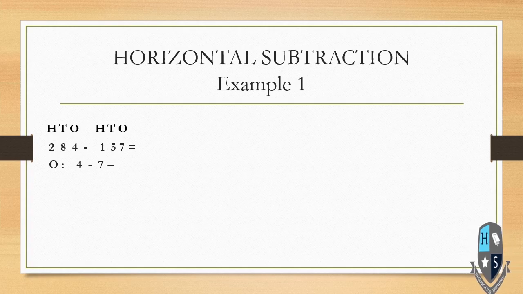In ones, we have 4 take away 7. Is it possible? No, it's not possible because 4 is smaller than 7. So we should go and borrow from tens. We borrow 1 from 8. It will remain 7. That one which we borrowed, we are going to put it in ones. So in ones, we have 14 take away 7.